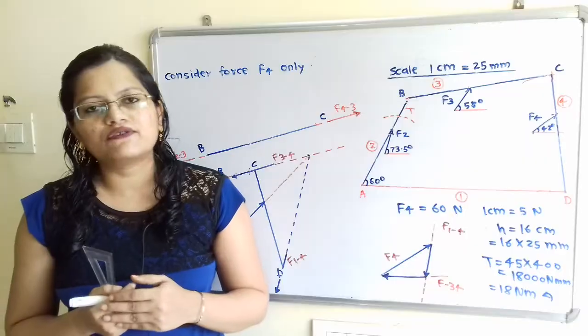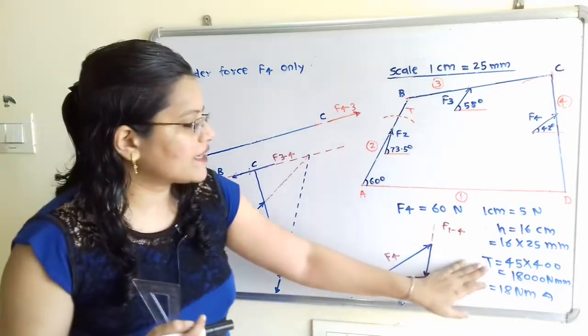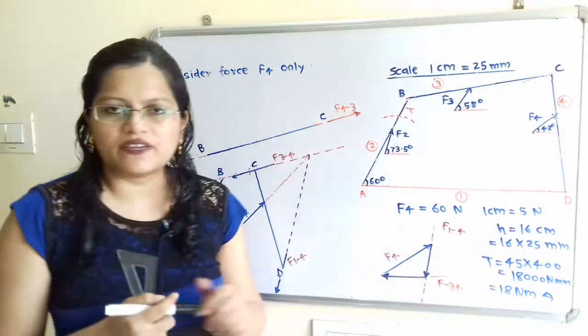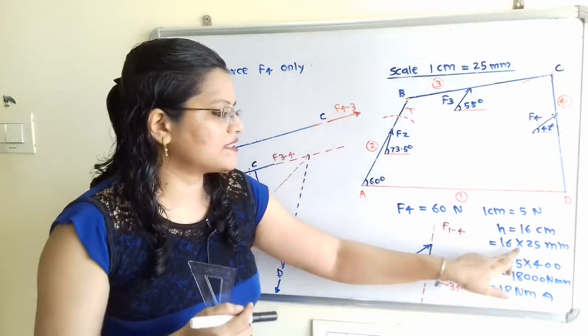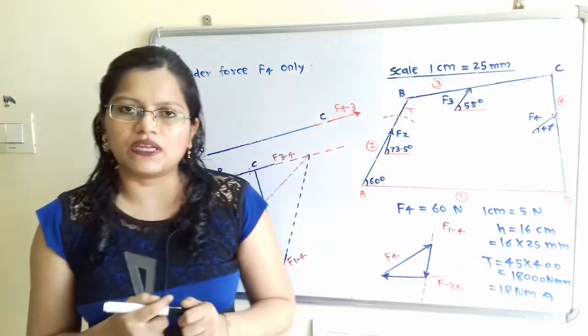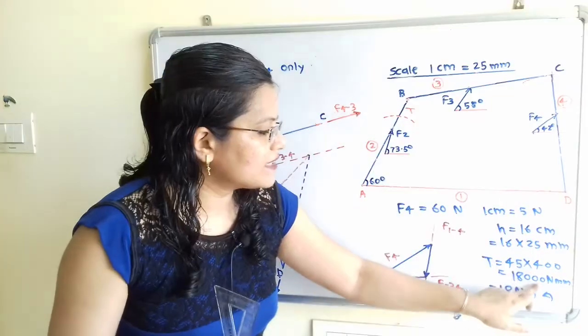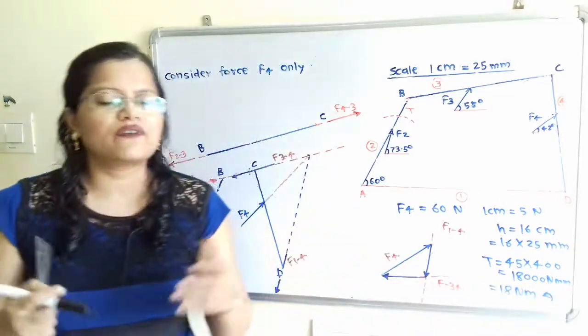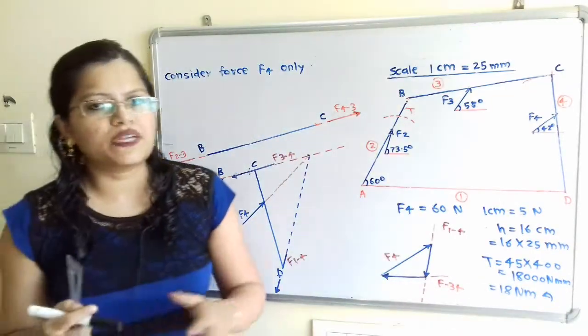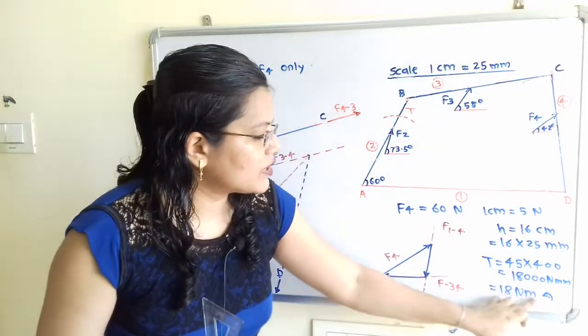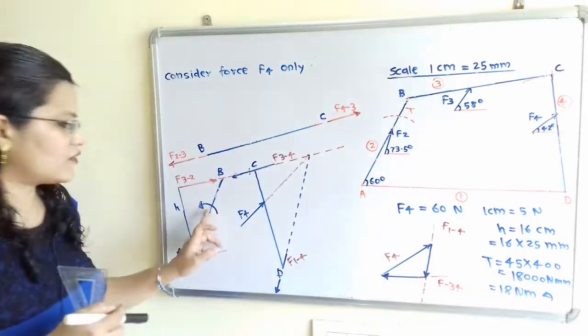Now how to find out this torque T? T is equal to its magnitude 45 Newton multiplied by 16 into 25, that is 400 millimeter, which is equal to 18,000 Newton millimeter. Now we will convert this into Newton meter. That is 18 Newton meter and the direction is anti-clockwise.